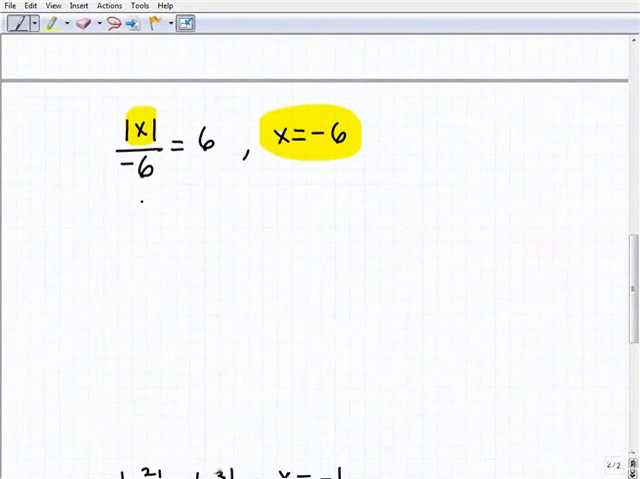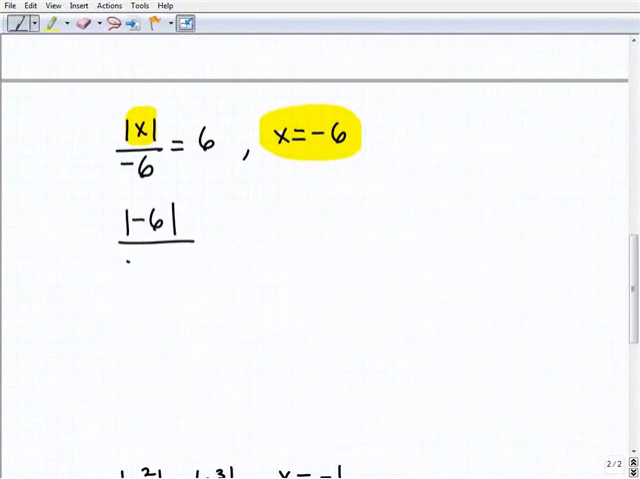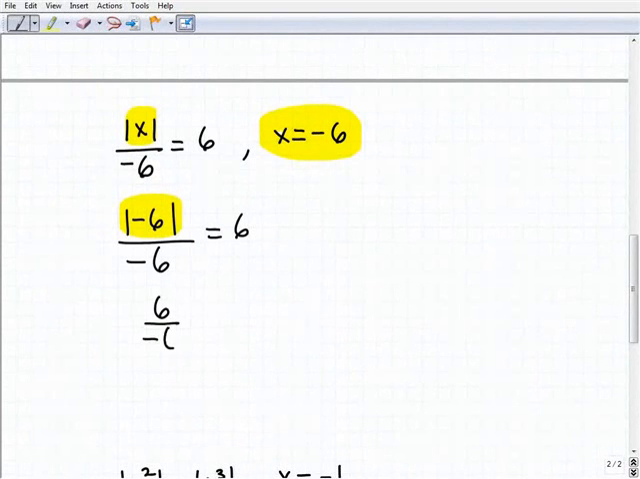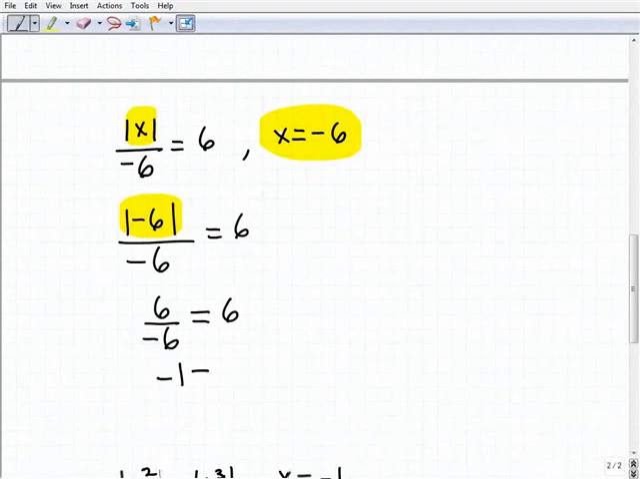And we'll just continue to simplify this equation. We'll take a look to see if the left-hand side is equal to the right-hand side. So the absolute value of -6 over -6, is that equal to a +6? All right, so let's go ahead and do this now. Absolute value of -6 is a +6. So we're going to get 6 over -6. We want to see if that's going to be equal to 6. Okay, so a +6 divided by -6 is -1. Okay, and -1 does not equal a +6.